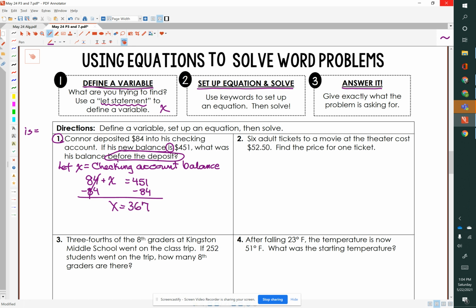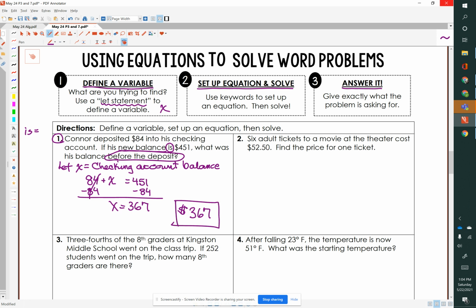Let's think about what exactly the problem is asking us. What is his balance before the deposit? Well, we're talking about money here. So his balance is $367, and that's how we answer it.